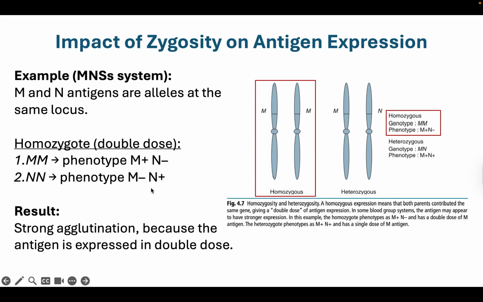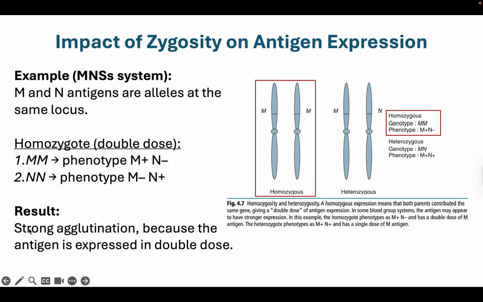That means I will have this phenotype. This is the way we write the phenotype. If it's homozygous for M, it's M plus N minus. If it's homozygous for N, it's M minus N plus. So this is the genotype, this is the phenotype. We will talk more about it in the next slides.